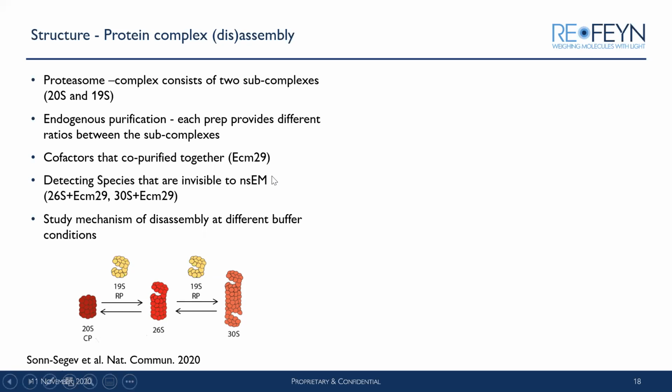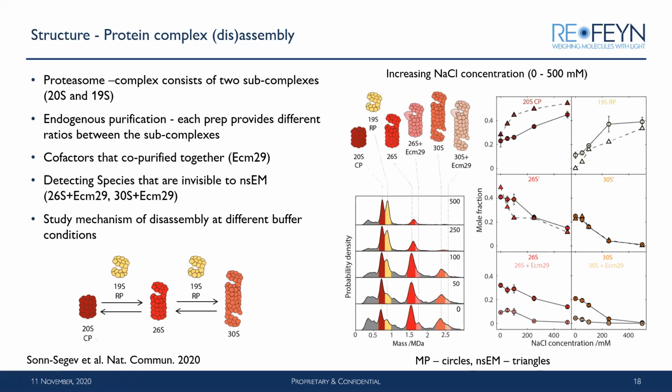So the basic, and I want to show you this equation or this reaction, which is basically taking the 20S and combining it with 19S gives you the 26S, and another 19S can give you the 30S. And you can control the integrity of the 30S and also the 26S by salt. So this is exactly what we did.